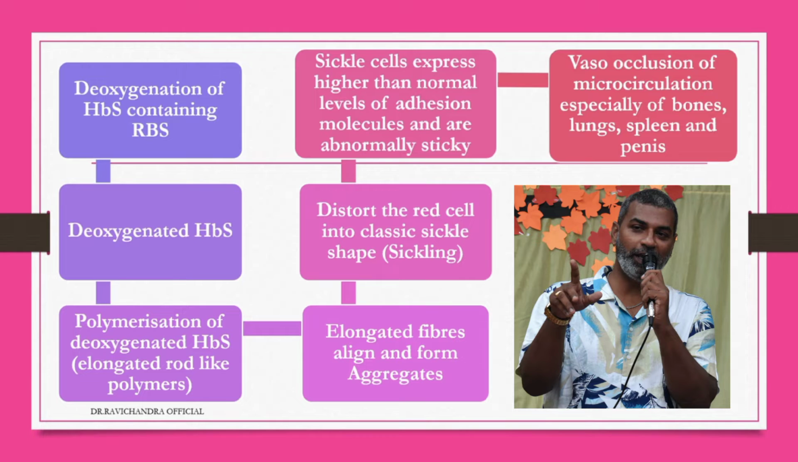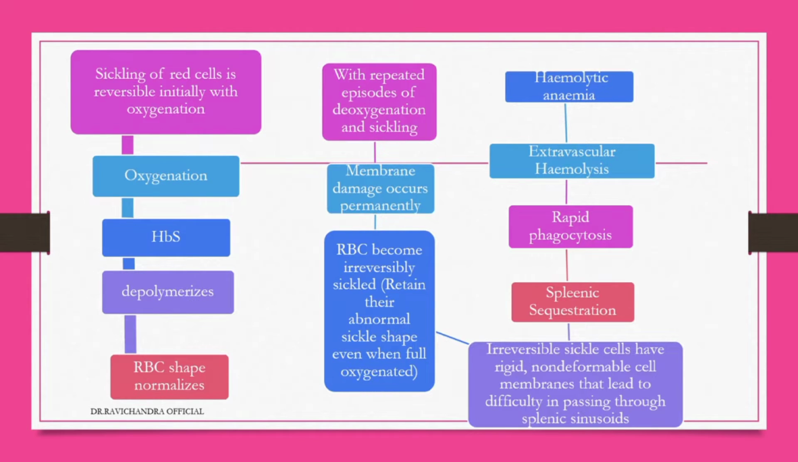Sickle cells will express higher than normal levels of adhesion molecules, and they are abnormally sticky. There will be vaso-occlusion of the microcirculation, especially in the bones, lungs, spleen, and penis. Sickling of the red cell is reversible initially with oxygenation. So, when the hemoglobin is exposed to oxygen, the sickle cells convert back to normal. HbS depolymerizes and RBC shape will normalize.